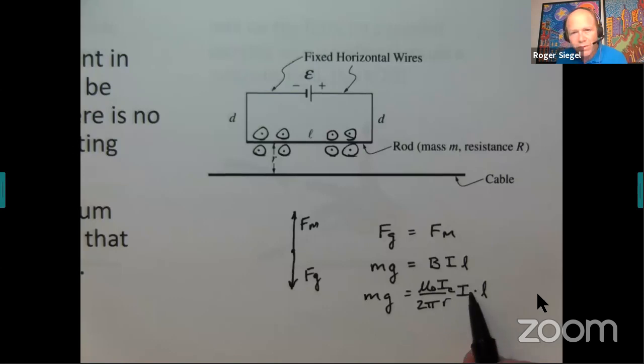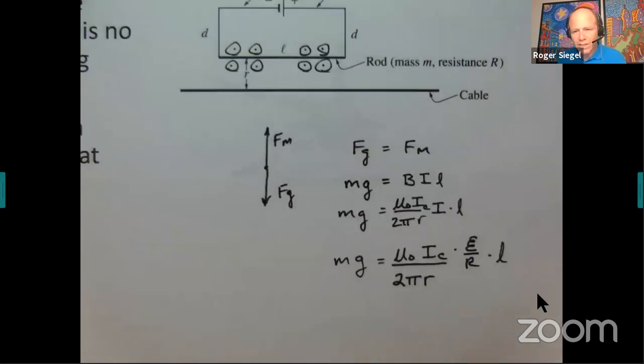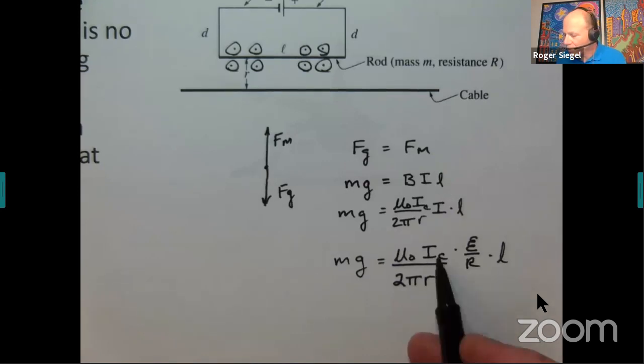But we know from the earlier problem that I_R, the current in the rod, is equal to script E over R, the resistance. So that's mu naught I_C times E over R times L, and this mu naught I_C has a 2 pi r in the bottom. So we're almost there. One last thing to do is, in this problem, solve for I_C. That's what we're looking for.